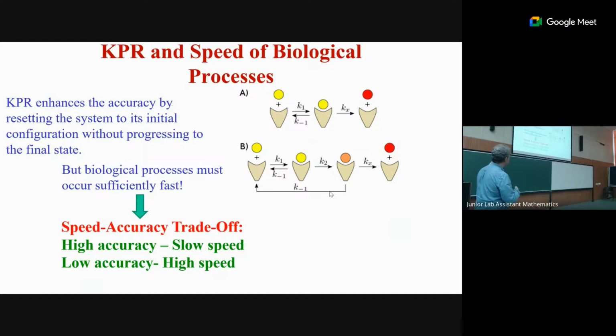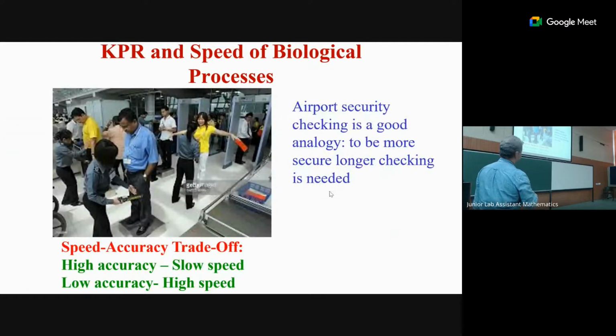So which actually means that there is a problem here called the speed-accuracy trade-off. And this is a very common problem in all biological processes. There is always a dilemma to do things faster or to do things more precisely. Exactly, right. High accuracy, slow speed; low accuracy, high speed. And we know this if we fly, right? If you want to go quickly through security, it will not be so secure, but if you want it to be more secure, it will be slow. Okay, so kinetic proofreading is really connected to this speed-accuracy trade-off.